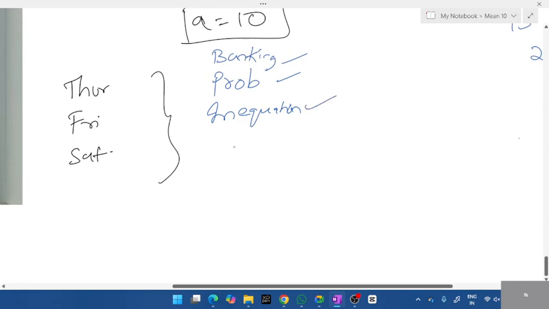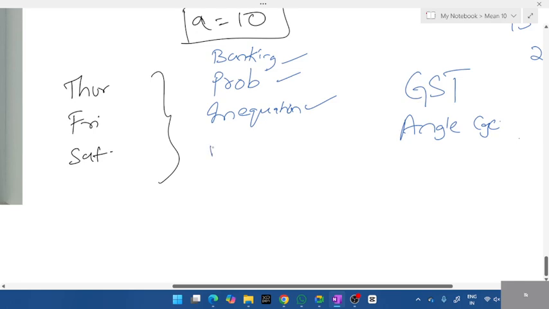Probability, inequation. Can you tell me the other chapters? GST? Yes, definitely I'll make you revise GST. What are the other things we did? Oh, angle and cyclic quadrilateral. Even that I'll revise. Tomorrow, GST, angle, cyclic. 3, 4, 5 chapters.